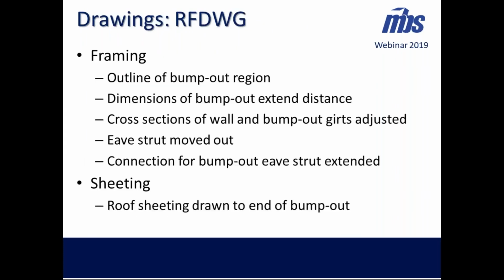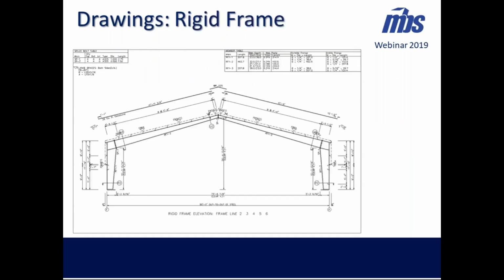Rigid frame drawing, we made the same outline accommodations. We have to draw the girts in that bump out region, dimensions, push the eave strut out, and then adjust the roof sheeting up top if you're using the sheeting view above the rigid frame drawing. Here's your rigid frame drawing. As you can see, right in this area here on the sidewall, we have the bump out where we have the outset girts, and then going down, we have the flush girts for the wall girts.